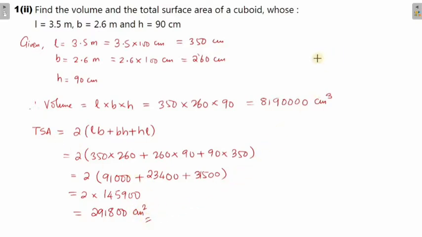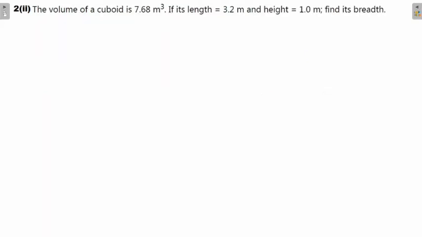Simple. So you may pause the video and note down the first solution. Let's move to the next question. Question number 2, sub number 2. The question says volume of a cuboid is 7.68 meter cube. If its length is 3.2 meter and height is 1.0 meter, find its breadth.